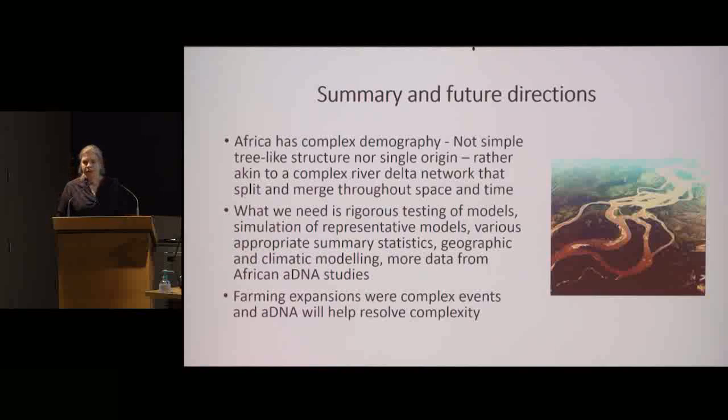So it's more and more clear that Africa has a complex demography, that it's most probably not a simple tree-like structure or a single origin. Rather, it is like this river delta network with lineages and populations splitting from each other and then merging again into the same populations. So what we need is the rigorous testing of different models that can represent how humans originated in Africa, and we need to use the appropriate summary statistics to distinguish between them, and then we also need to incorporate geographic and climatic modeling, and this is really a wish for the future, because it is quite complex to do all of this, and then we need more African ancient DNA studies.